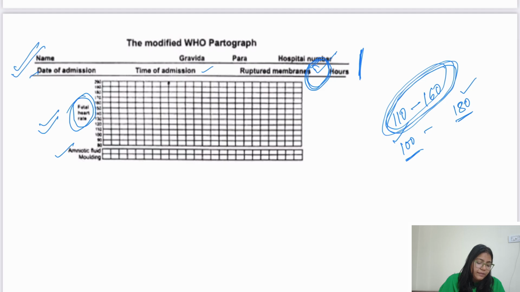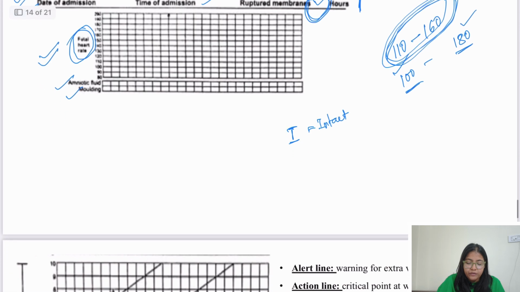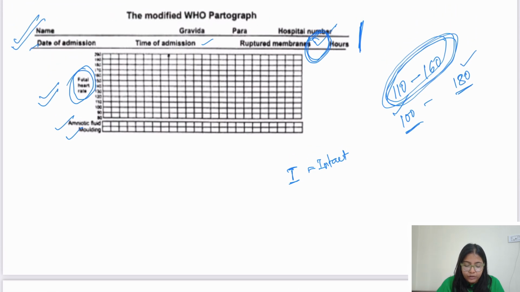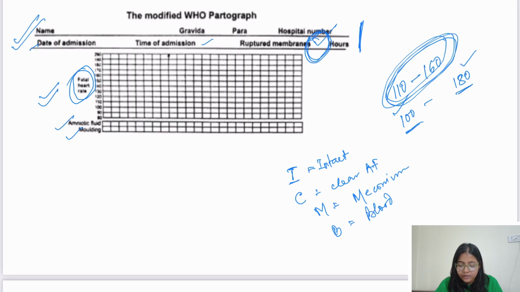Then comes amniotic fluid and molding. If there is rupture of membrane, how is the color of the amniotic fluid? If the membrane is not ruptured, you mention amniotic fluid as I. I means intact membranes. Suppose there is rupture of membrane, then what will you write? If the fluid is clear, you write C, clear amniotic fluid. If it is meconium stained, you write M. And if it is blood stained, as in abruptio placenta, you write B.